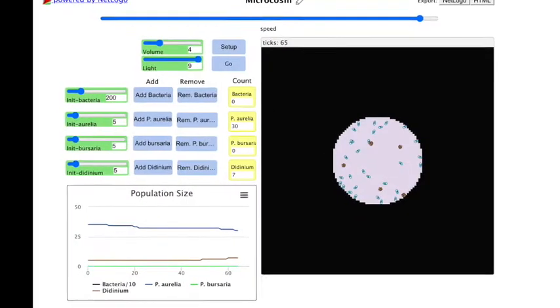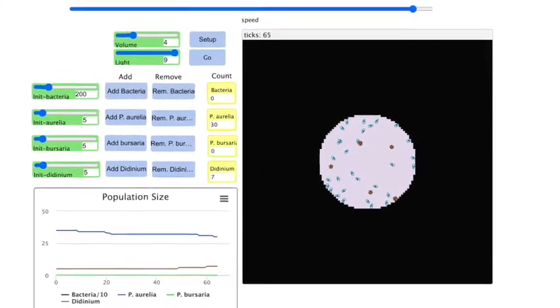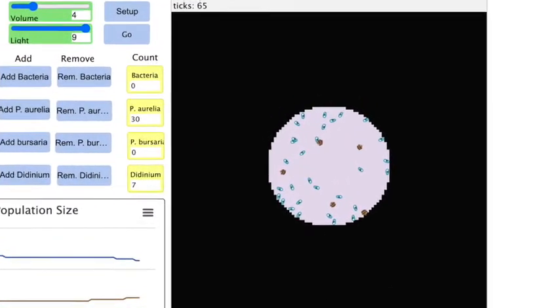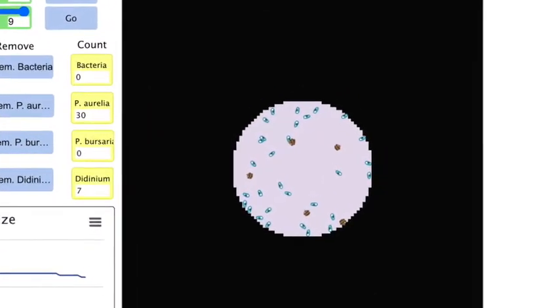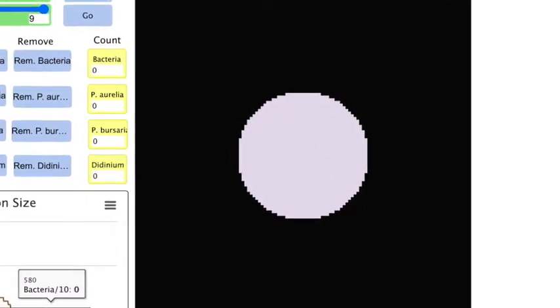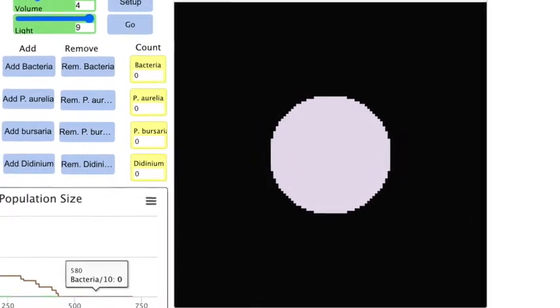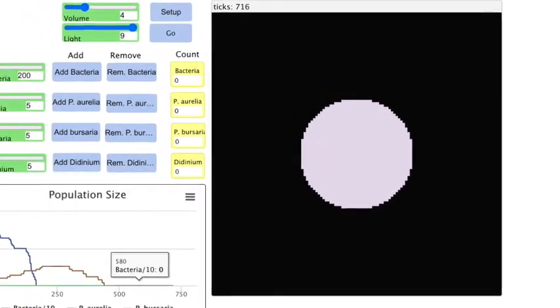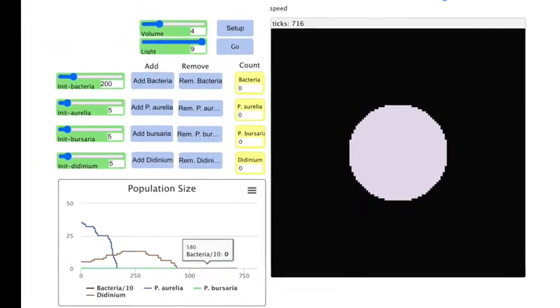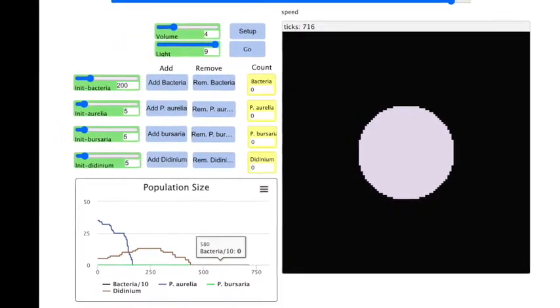For my second experiment, I increased light to 9 and decreased volume to 4. I also added 35 Berseria with 5 didymium. To my surprise, the bacteria and didymium both disappeared entirely, though I saw that the first to disappear was the P. aurelia and then the didymium.